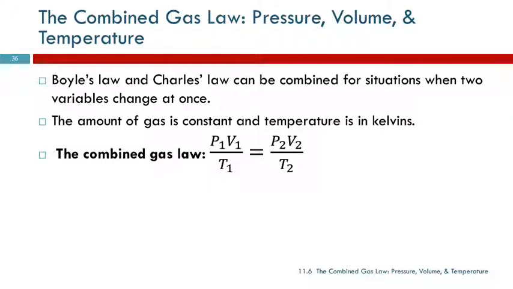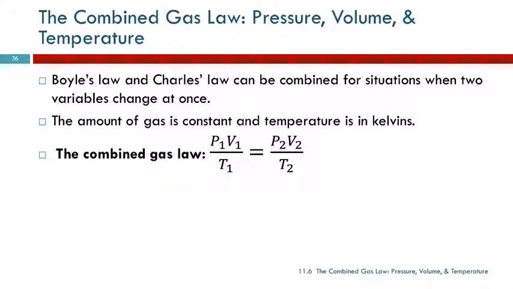Well, it's really nice when only two things are changing, but that doesn't always happen. Sometimes three things change, or even four. So the combined gas law puts Boyle's law and Charles' law together for situations where the pressure, the volume, and the temperature are changing, and only the amount of gas is staying the same. So this is a more realistic sort of situation.